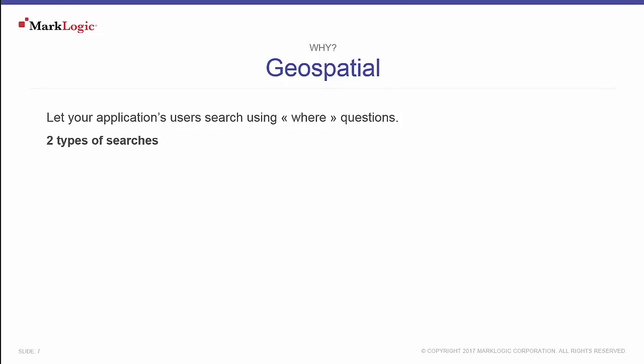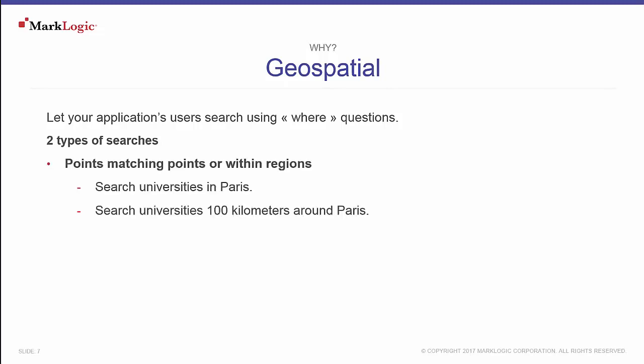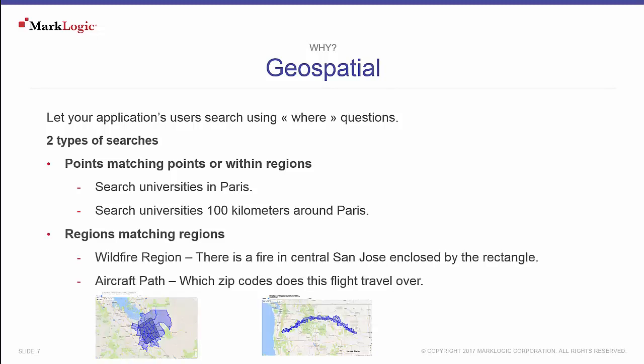The geospatial functionality of MarkLogic enables your application users to search data with location information. There are two types of searches. One, you can search for points matching points or for points within a region. For example, find documents which describe universities located in Paris, or find documents describing universities located within 100 kilometers around the center of Paris.